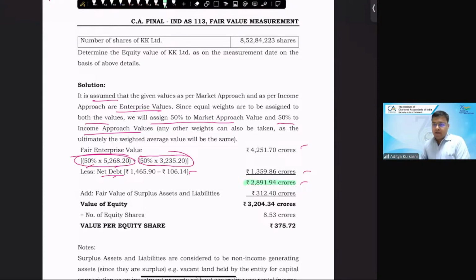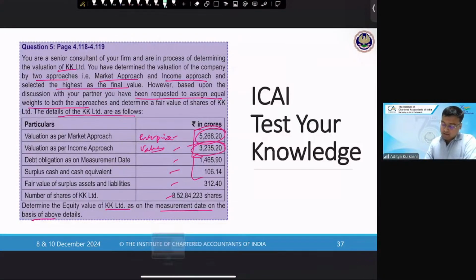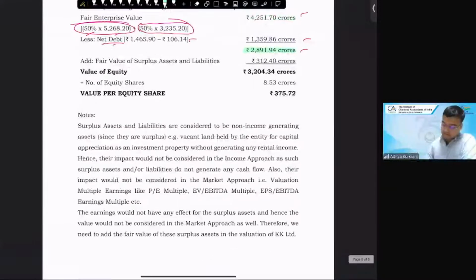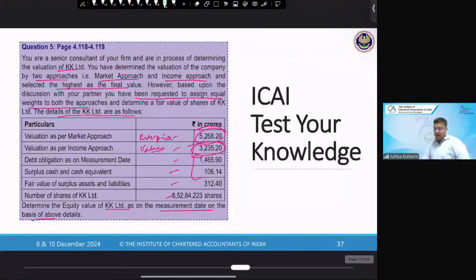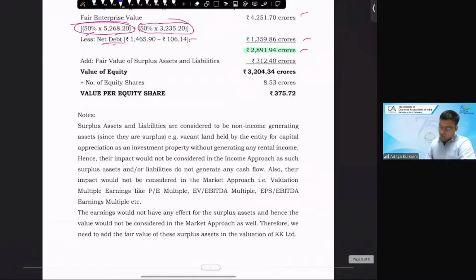All right. Now, let us move on to the next. Do I have any surplus assets or liabilities? Answer is yes. Now, what do we do with that?